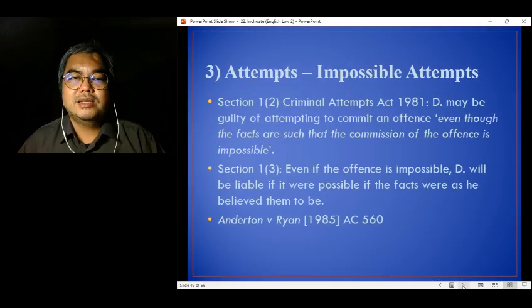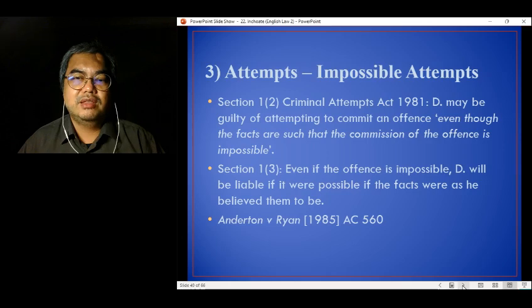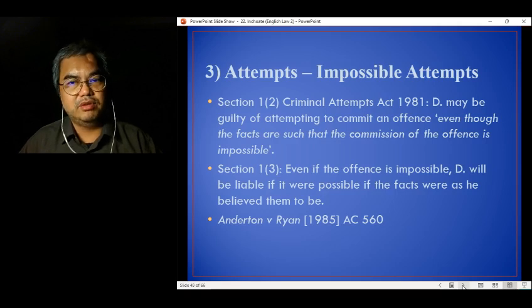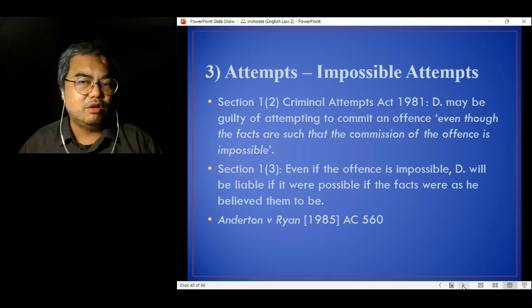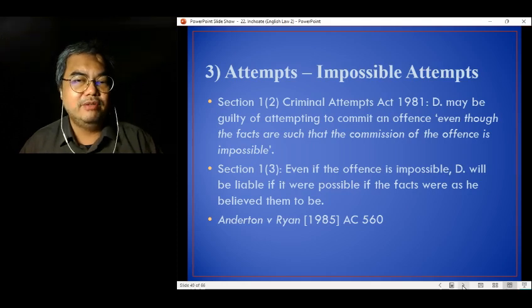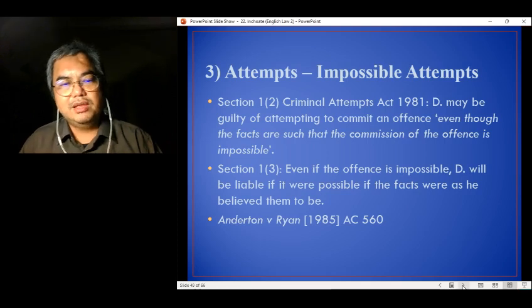Well, the statute provides that yes, you can, just like conspiracy. Under Section 1(2) of the Criminal Attempts Act, the defendant may be guilty of attempting to commit an offense even though the facts are such that the commission is impossible. He can still be guilty of attempting. Section 1(3) even goes on to say that even if the offense is impossible, the defendant will be liable if the facts were as he believed them to be, it would have been possible. What does this mean? Well, let's look at the cases.